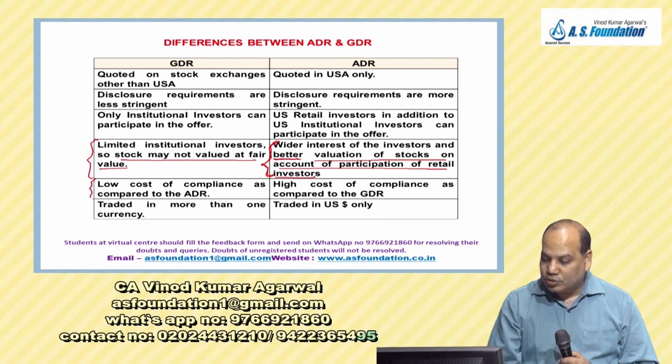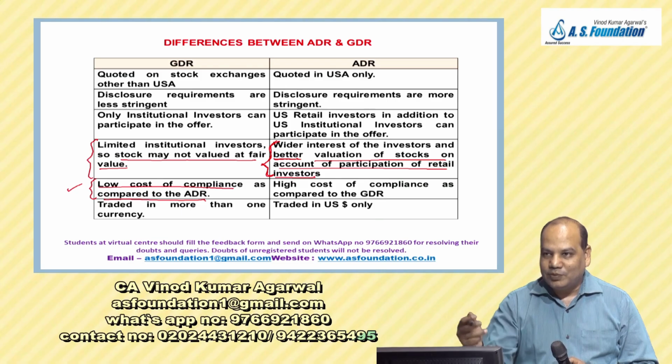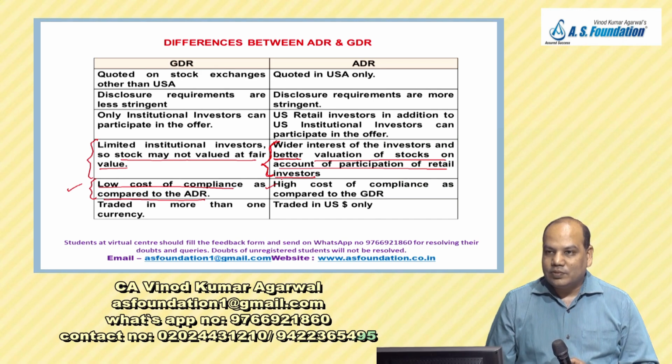Why should companies go for GDR as an option? Low cost of compliance as compared to ADR. Listing fees are less. You don't have to comply with strict US regulation. Legal fees will be lower. Accounting and audit fees will be lower. Whereas in case of USA, one disadvantage we have seen, high cost of compliance.